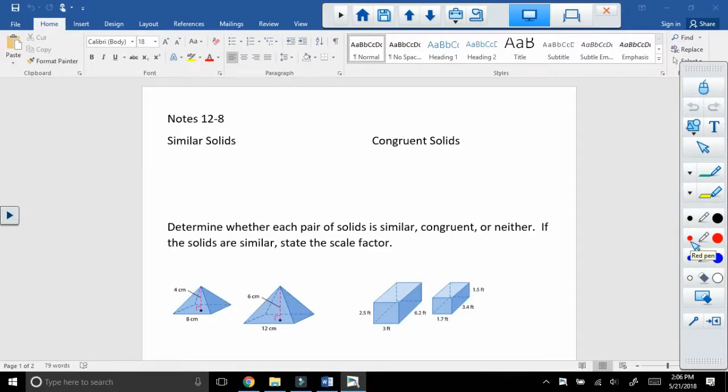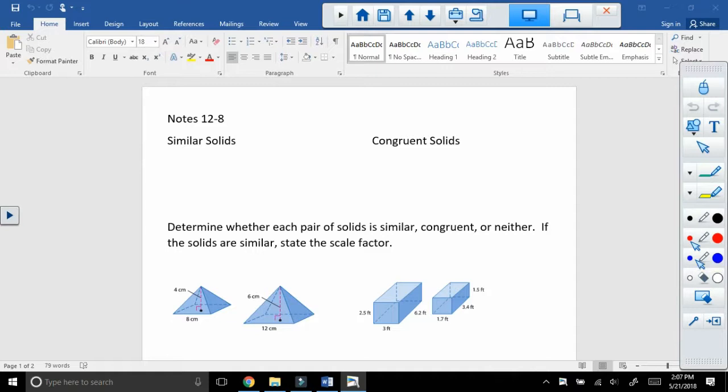And here we are, the last section of chapter 12. We are going to look at similar and congruent solids. This lesson will be a lot like the last lesson in chapter 11. So if you need to go back and maybe refresh on that, that might be a good idea. But we'll go through everything you need to know in this video too.